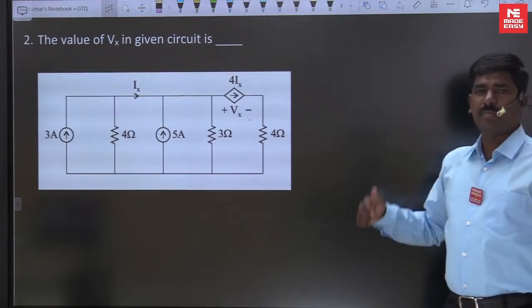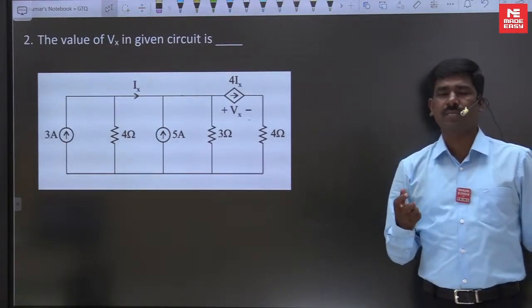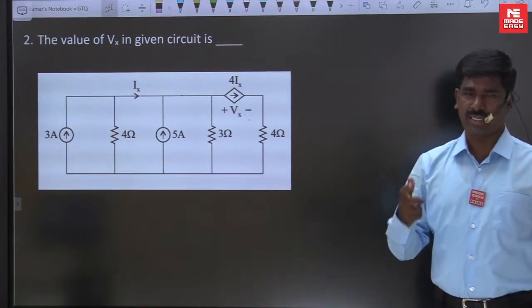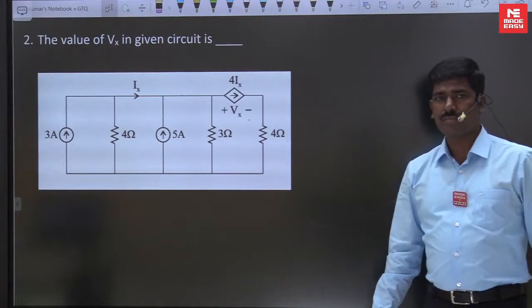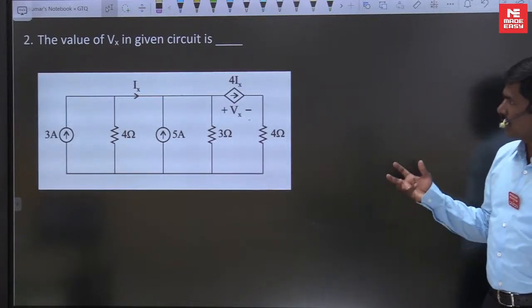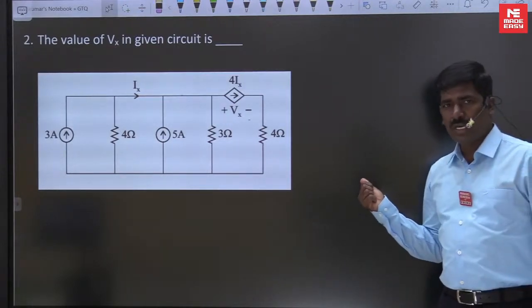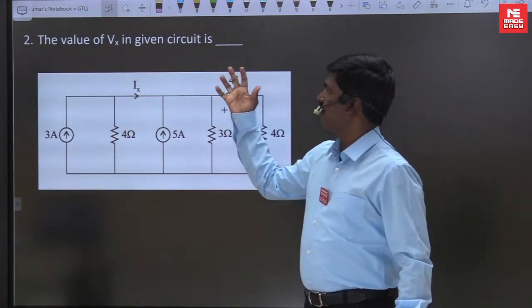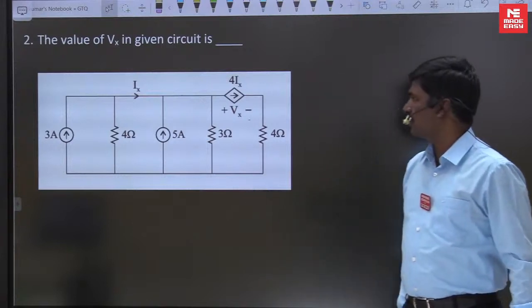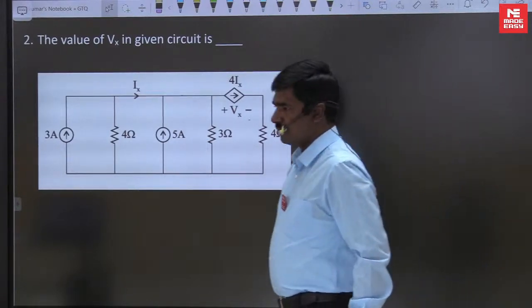The previous one was based on equivalent resistance for a given infinite ladder circuit. The second one is based on, just check it, you have to use nodal analysis or mesh analysis or KCL, KVL. Find out the value of Vx for the given circuit. So fast.